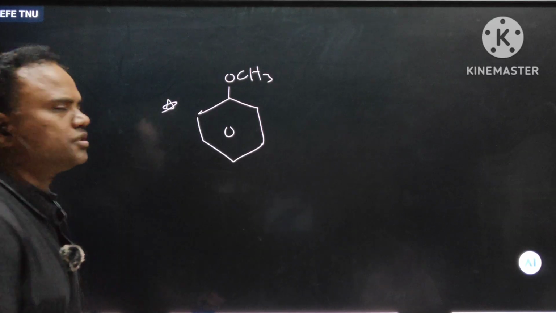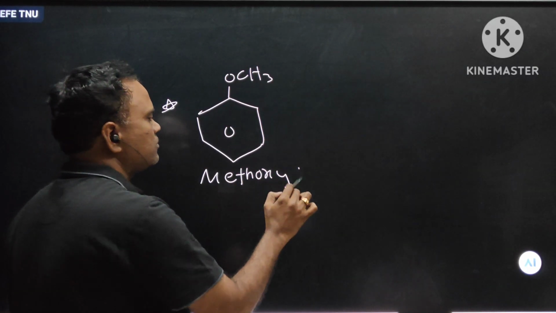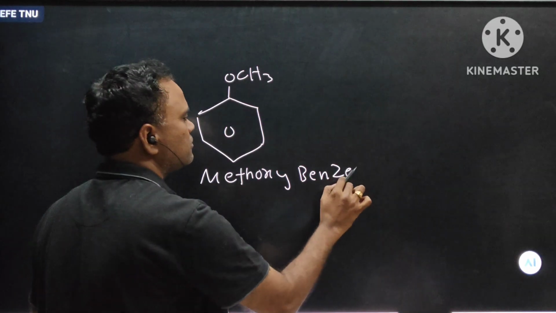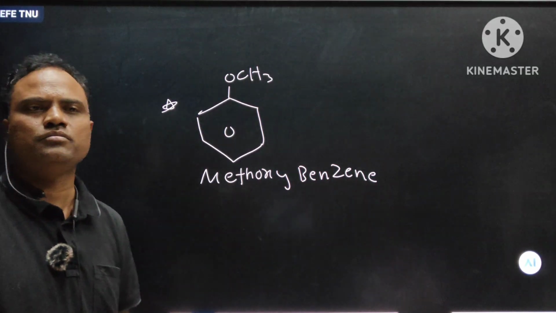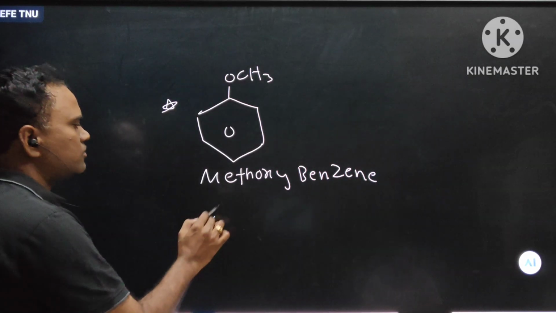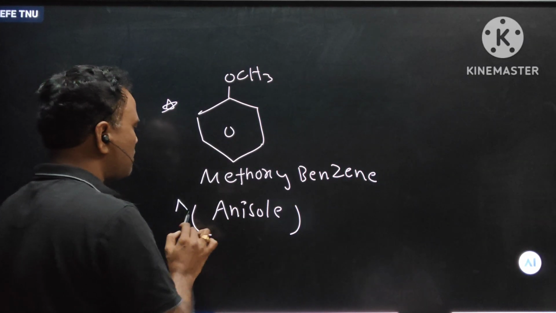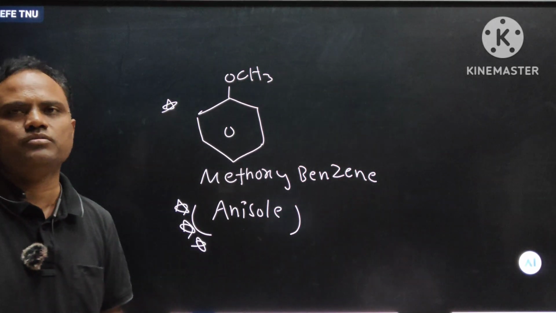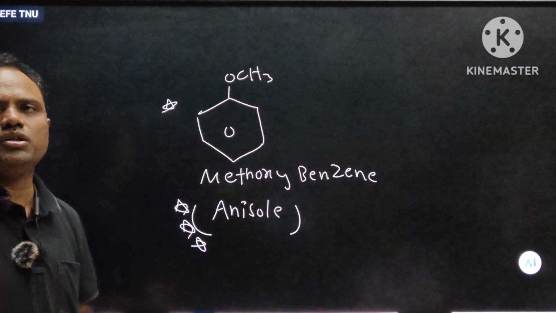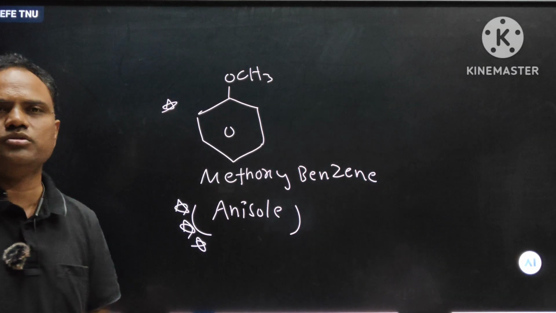Next, another important example: an aromatic ether. It is called methoxybenzene. Methoxybenzene is the IUPAC name. Tell me. Very good, anisole. This common name is important. Anisole is also called methoxybenzene. A benzene ring with OCH3 is called anisole.